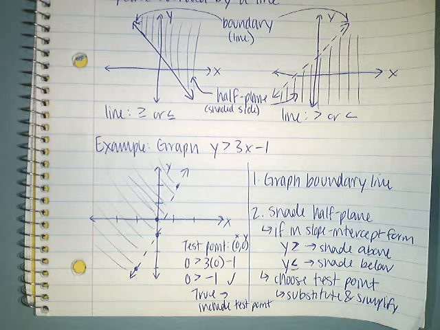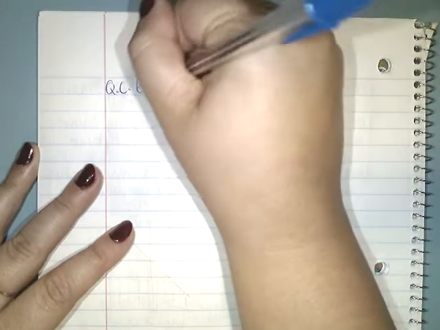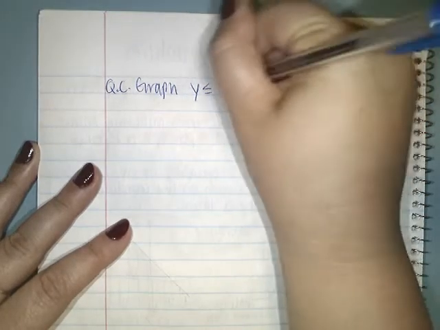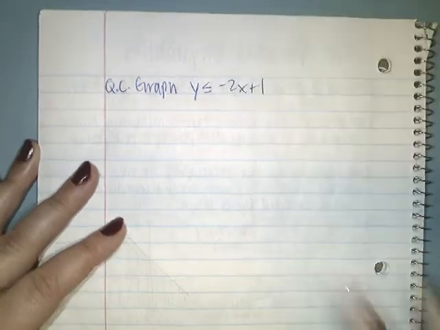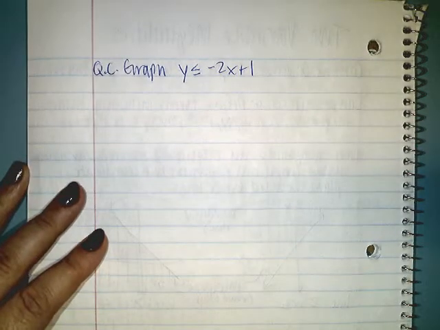So let's do another example just to make sure this is really clear. So I'm going to flip the page and do a quick check. So for our quick check, I want us to graph y is less than or equal to negative 2x plus 1. So try that on your own real quick. Pause if you need to. I'm going to go over it now.